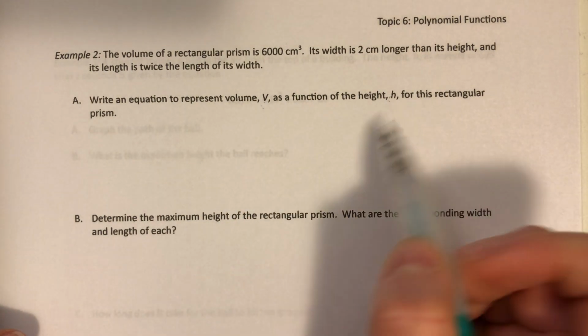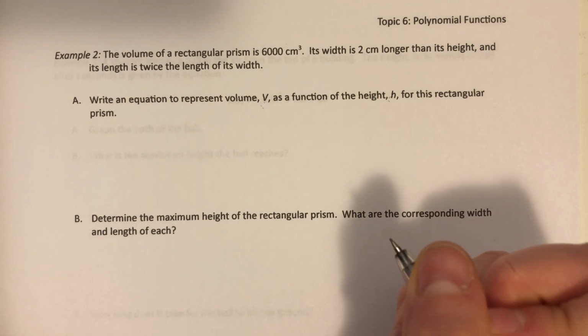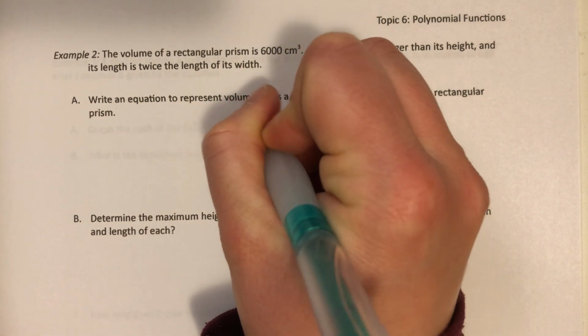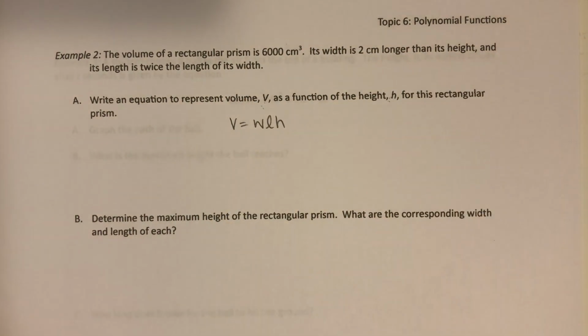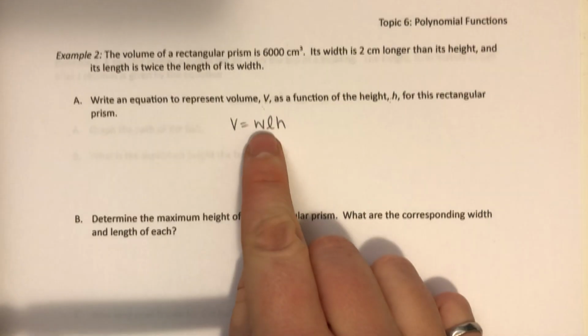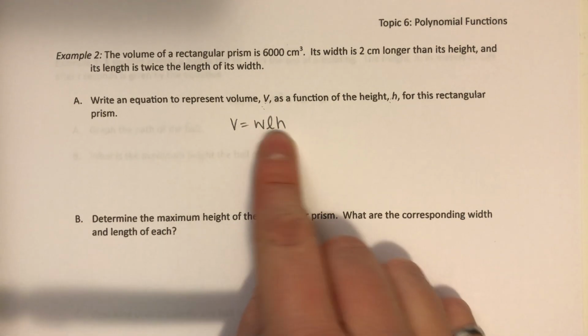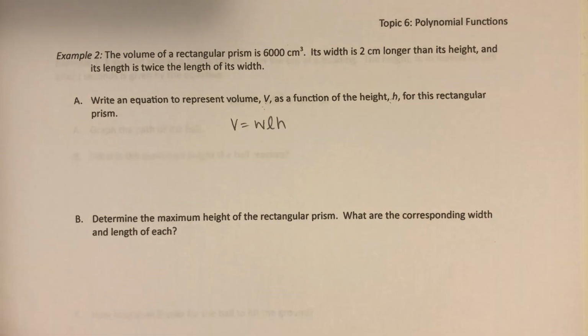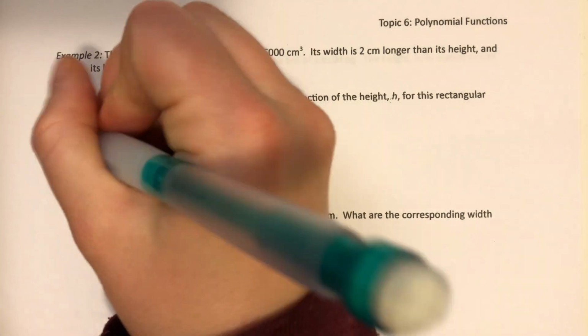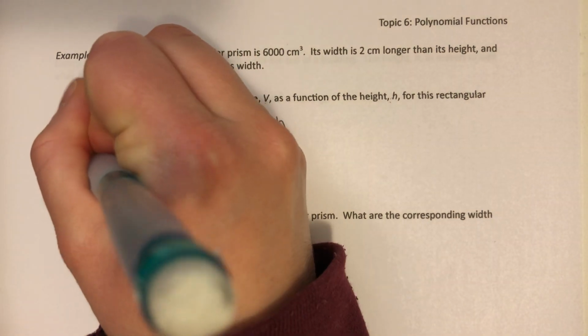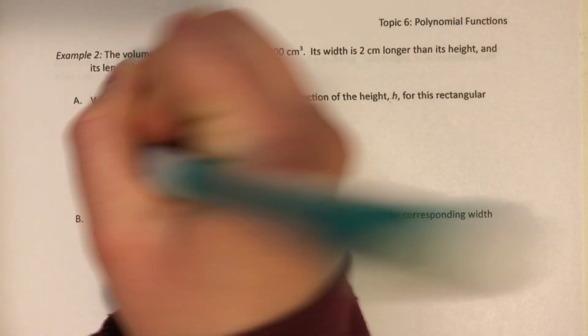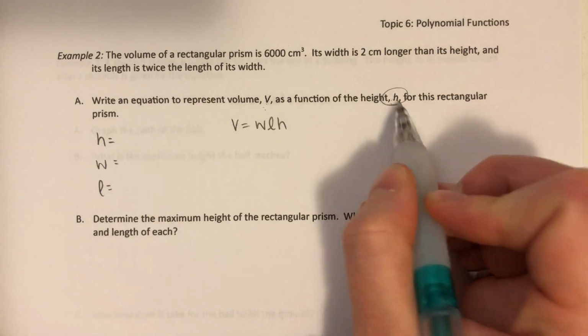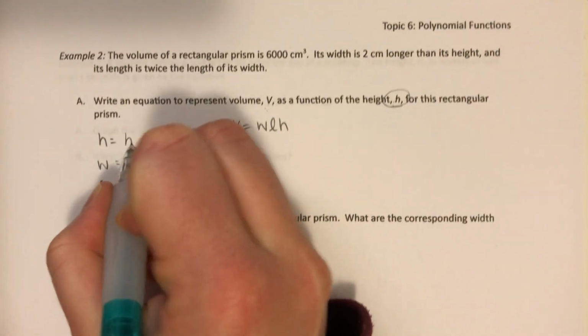So V is equal to h times something times something times something. We know that volume is equal to width times length times height, right? But right now we have 3 different variables and we can only ever have one. We've only ever dealt with just x's or just t's or whatever. So what we need to figure out is the height, the width, and the length all in terms of one variable, and the variable that we're going to use is h.